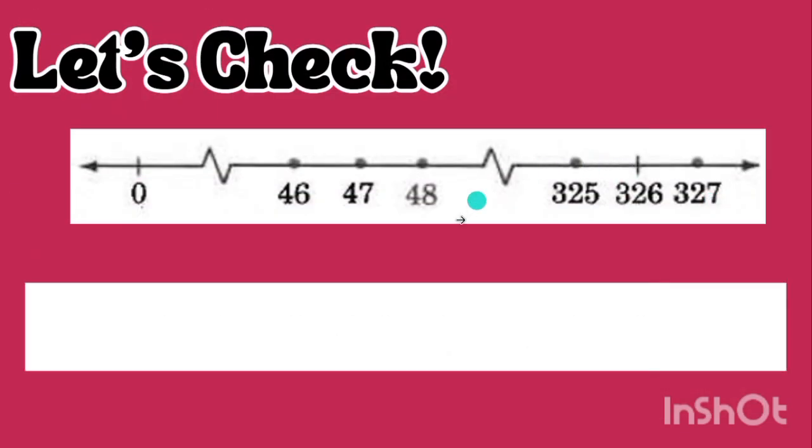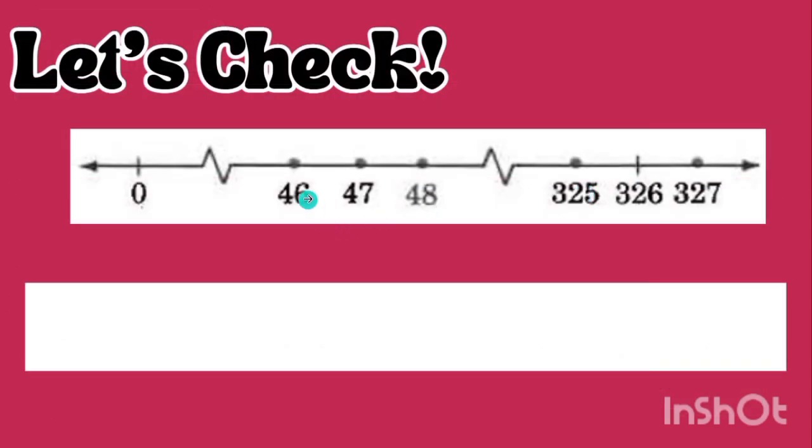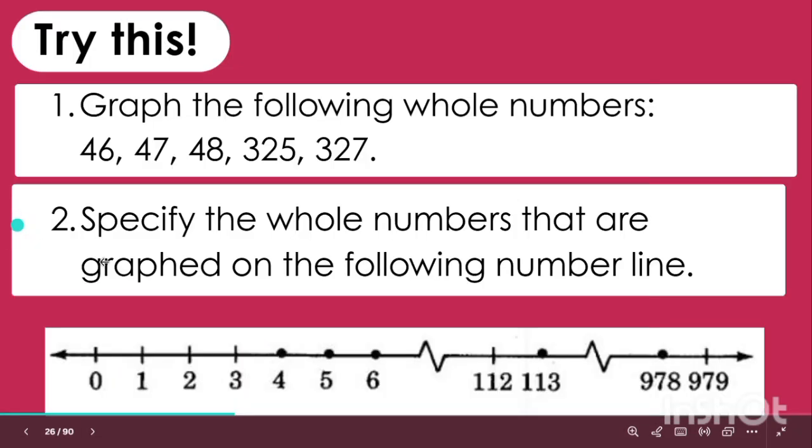So this is the picture of number 1. We have 46, 47, 48. A break line represents the numbers between 48 and 325. So we have 46, 47, 48, 325, and 327. Very good. Next, for number 2, we have 4, 5, 6, 113, 978.